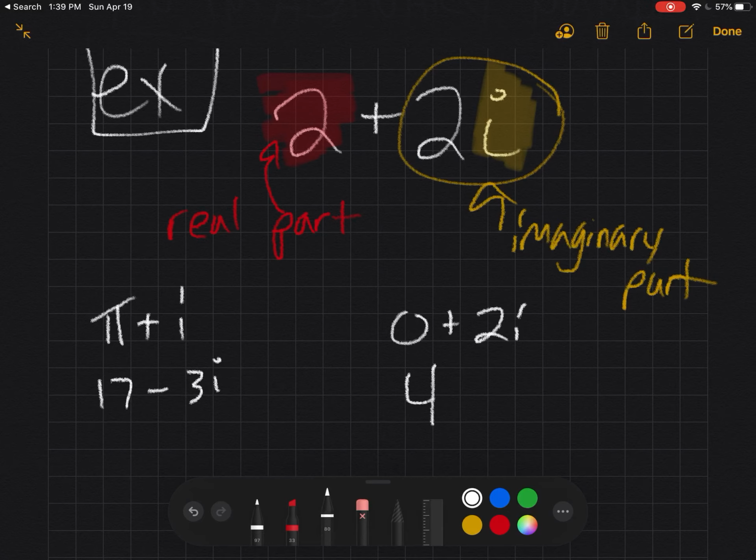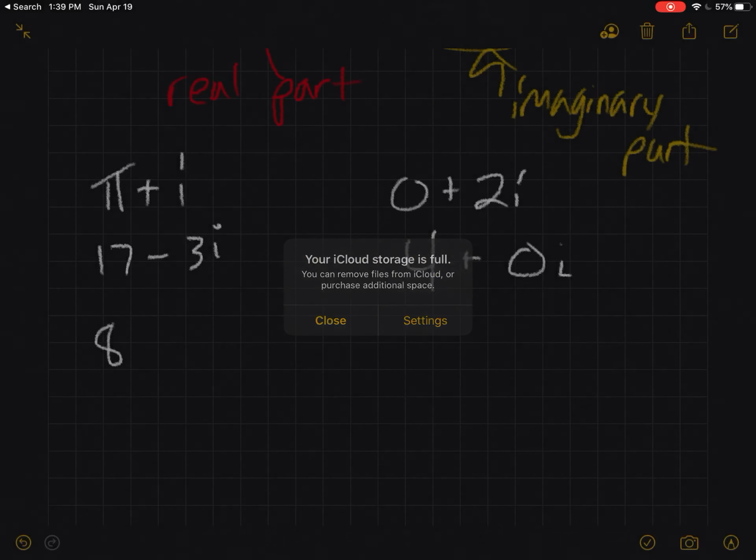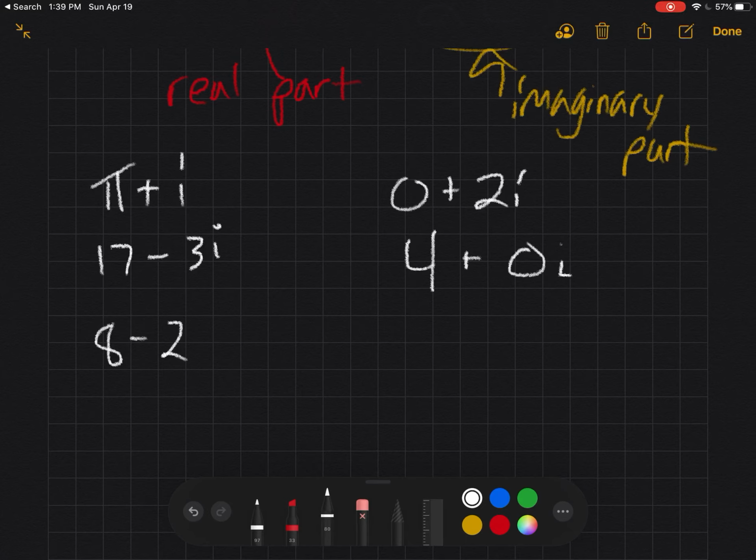And so I could do that with any set of numbers that I like. I could say pi plus i. I could say 17 minus 3i. I could say 0 plus 2i is a complex number. Or I could say 4 plus 0i is a complex number. I could say 8 minus 2i. I could use fractions if I like. I could say 1 plus 1/2 i.